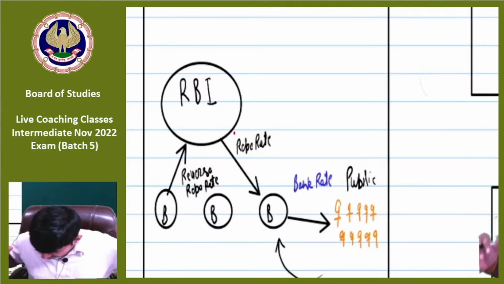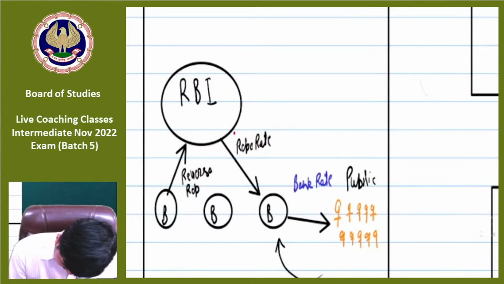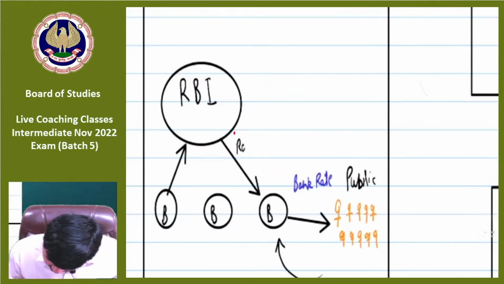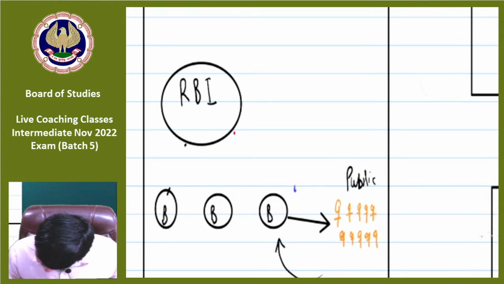Okay, now coming to the next part of the theory. This is not the only way for borrowings or financial transactions. More things are also there. And what are those, sir? See, what are those?